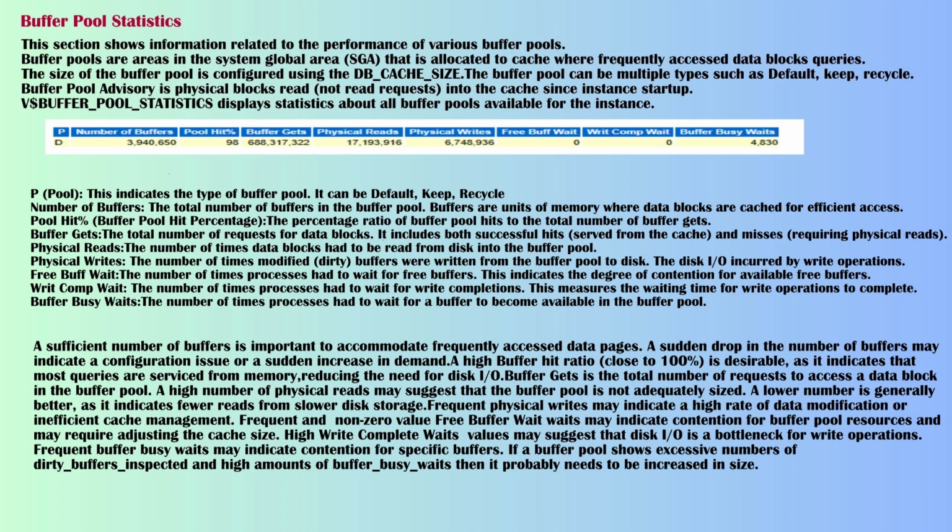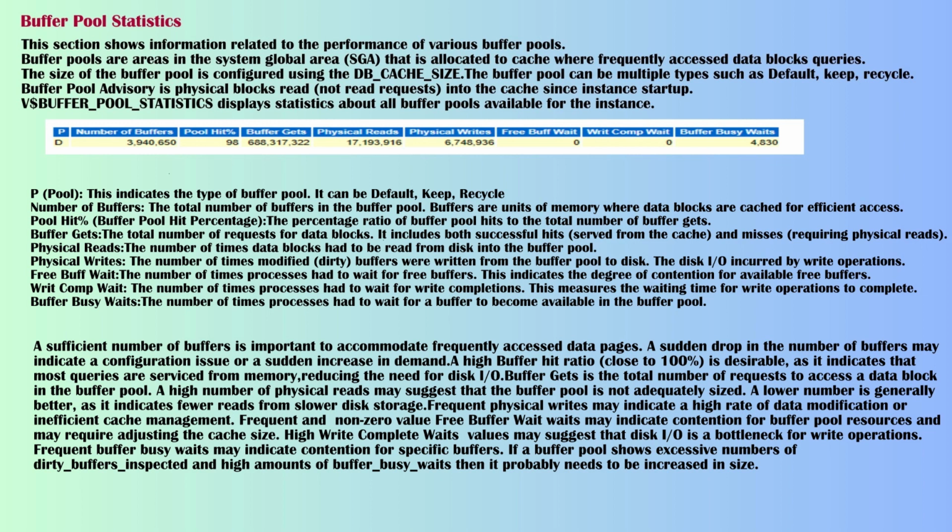The buffer pool statistics and checkpoint activity sections of the AWR report provide insights into the performance of the Oracle database buffer cache and the activity related to database checkpoints. Buffer pool statistics. This section shows information related to the performance of various buffer pools. Buffer pools are areas in the System Global Area, SGA, that are allocated to cache frequently accessed data blocks for queries. The size of the buffer pool is configured using the db_cache_size. The buffer pool can be of multiple types such as default, keep, recycle. Buffer pool advisory is physical blocks read, not read requests, into the cache since instance startup.